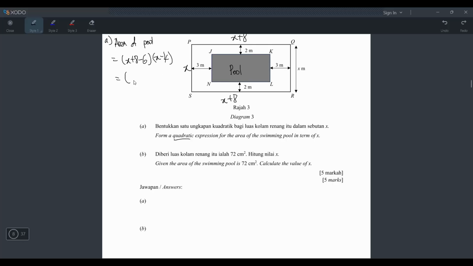Okay, so what is (X + 8)(X - 6)? X plus 2, and then X minus 4. So usually when we write like this, I will just use brackets. We will not use the times symbol. When we put brackets, we usually understand already it's times.